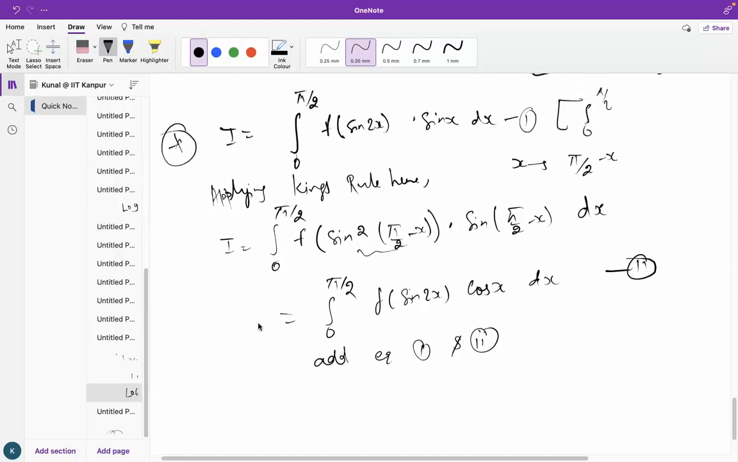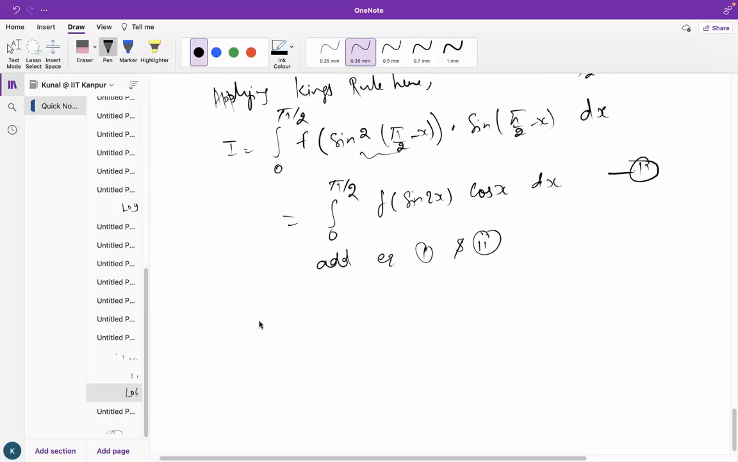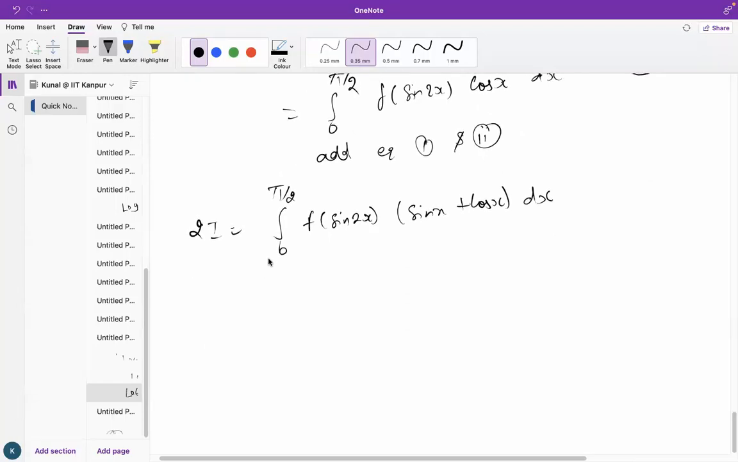So what we get when we add equation 1 and equation 2? Let me write here. We are getting 2I is equal to, we are integrating from 0 to pi by 2, f of sine 2x times sine of x plus cos of x, and then dx. And now apply the Queen's rule here, because King's rule is not doing anything now. So let's apply Queen's rule here.